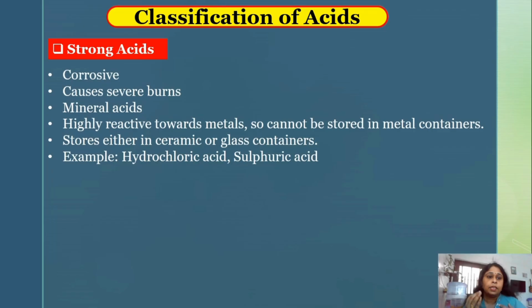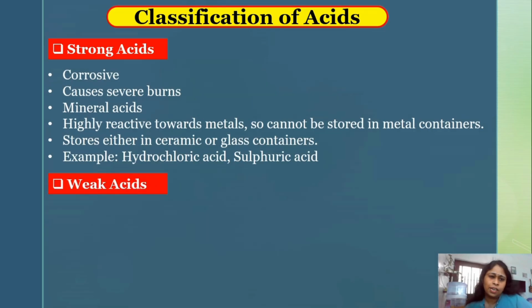They are highly reactive towards metals, so they should not be stored in metal containers. You must have seen in the lab that all the strong acids are stored in glass containers. Why? Because glass containers are safe. If we store them in metal containers, they can react with the metals and there is a possibility of damage. Examples of strong acids are hydrochloric acid and sulfuric acid. Nitric acid is also an example of a strong acid.